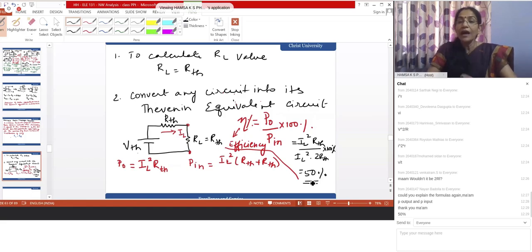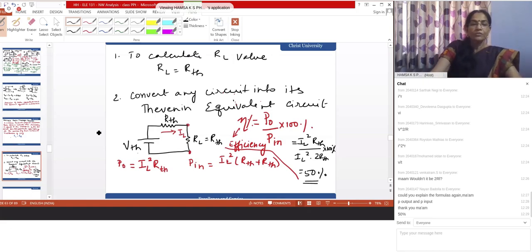That is ideally, right? Practically, this value is going to be much smaller. It will not be 50%, it will always be less than 50%. The maximum efficiency of the circuit is only 50%, but if you calculate the efficiency practically, it will always be less than 50%. Efficiency of the circuit is output power divided by the input power.